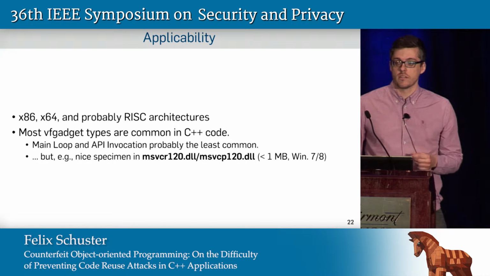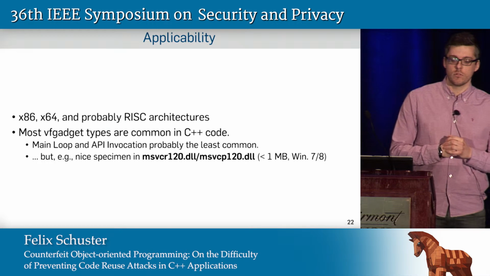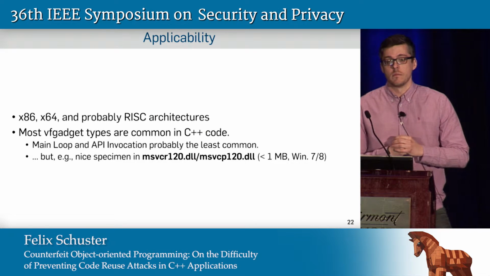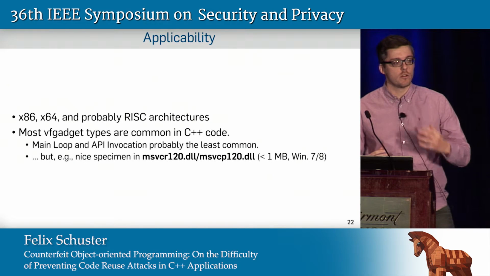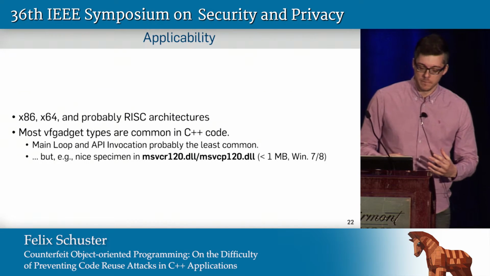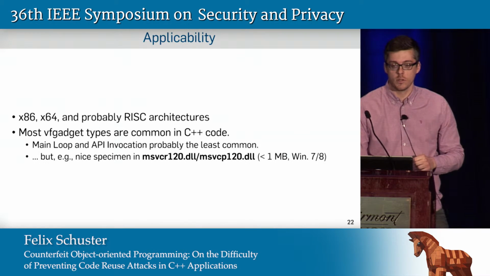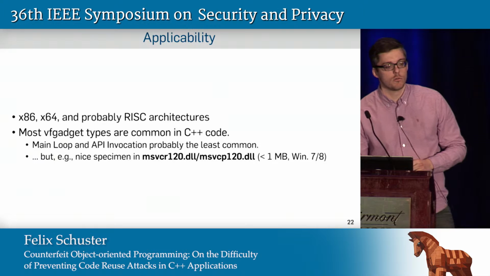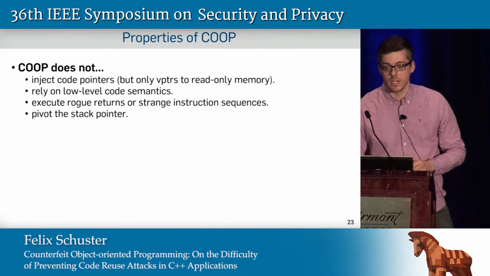Of course, the question is how many useful virtual functions there usually are, and we found that in reasonably sized programs, there are lots of virtual functions that you can reuse to build a cool COOP attack. As I said, the main loop is probably the most essential VF gadget that we have, and unfortunately also the rarest one. But we discovered that main loop VF gadgets are also relatively common. For example, we found useful specimens in standard libraries of Visual Studio, which are dynamically linked to very many applications on Windows. So you're likely to find all the gadgets you need in most processes on Windows.